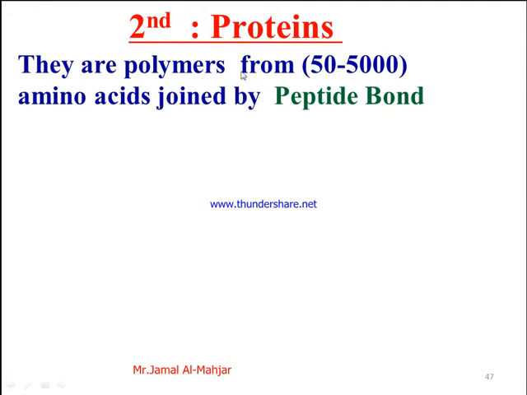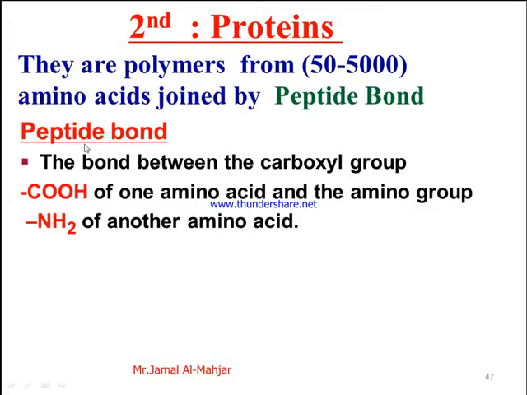Proteins are polymers from 50 to 5,000 amino acids joined by peptide bonds. The peptide bond is the bond between the carboxyl group COOH of one amino acid and the amino group NH2 of another amino acid.